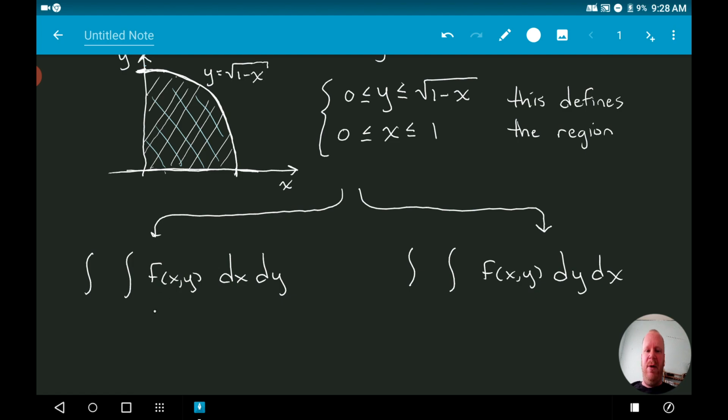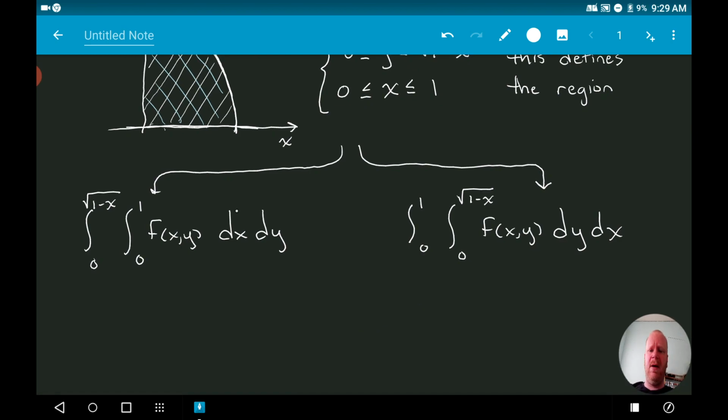Over here on the left, we can say x is in between 0 and 1, and y associated with this integral is between 0 and the square root of 1 minus x. Over on the right, same thing: y is in between 0 and the square root of 1 minus x, x is in between 0 and 1. And only one of these is going to end up being valid. So I want you to think about what this is going to produce when you actually solve this integral.